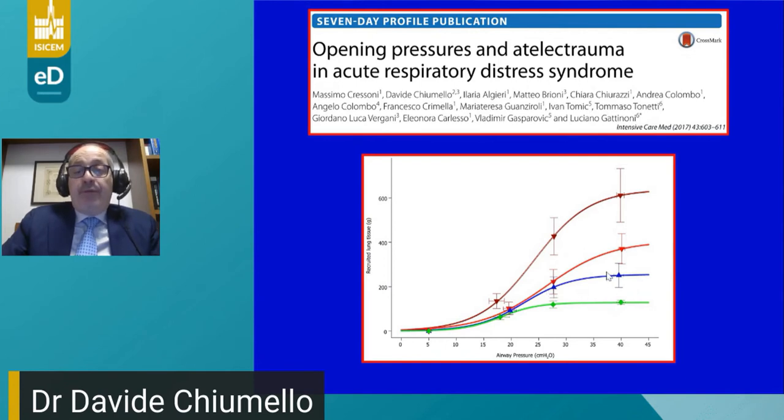But the amount of recruitment was significantly different according to the severity of the disease. So increasing the severity of the disease, characterized by a high amount of lung edema, there was a high amount of recruitable lung. But look here, this was very important. Increasing the airway pressure from 40 to 45 was not associated with a significant reduction in the not aerated tissue, so no difference in the recruited lung tissue.